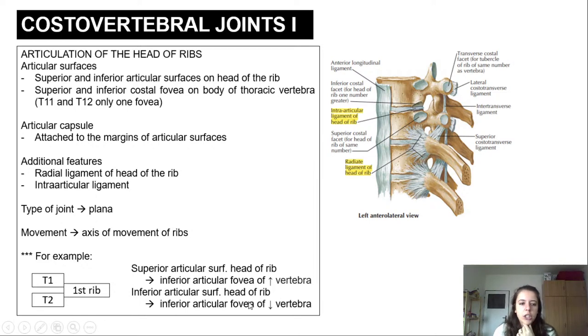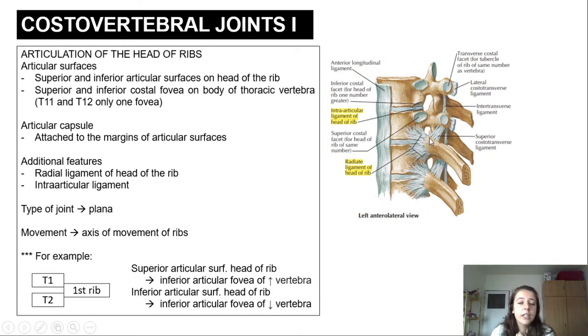Something important that I mention here is that you tend to think, or at least I did, that superior goes with superior and inferior goes with inferior. It's not like that. Superior goes with inferior. So this is my T1, this is my T2, and this is my first rib. The inferior articular facet for the head of the rib on T1 is going to join the superior articular surface of the rib. And on T2, the superior articular facet for the head of the ribs is going to join the inferior one. So inferior with superior and superior with inferior, as you can see here. So each rib is going to connect with two vertebrae.